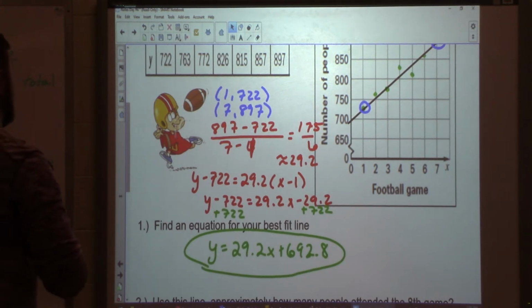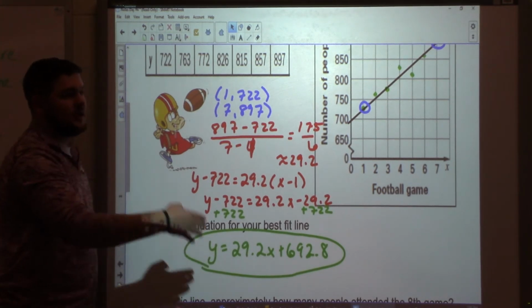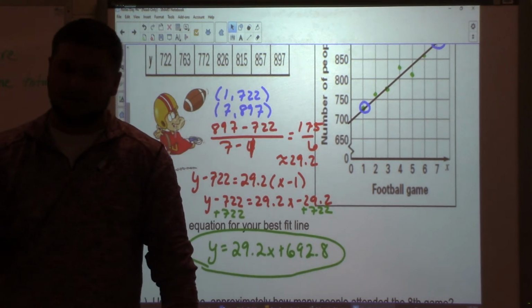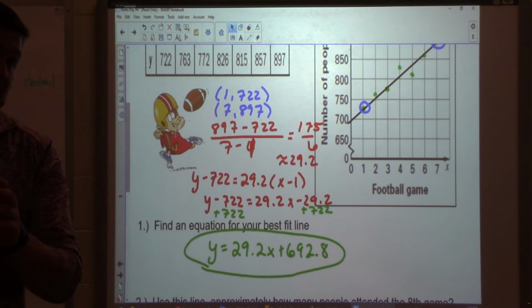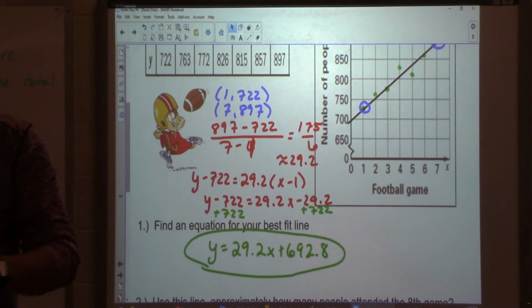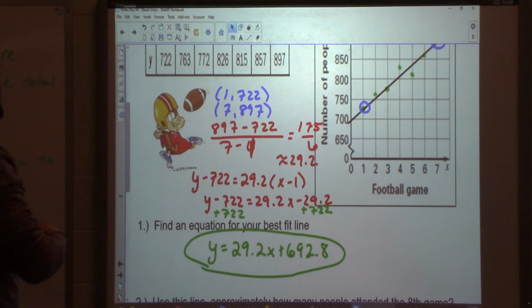Now, what's going to happen in a second, we have another part to do, but then we're going to do a linear regression in the calculator. And the calculator is going to be very, very close to being dead on. So we're going to get to see how our line of best fit compares to the calculator's. Alright, so before we do that though, part 2.